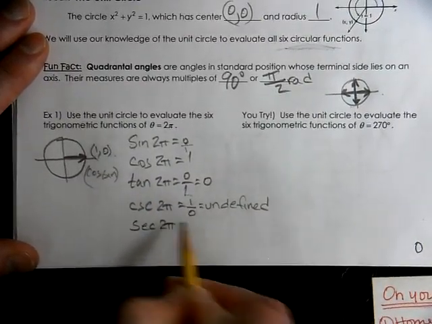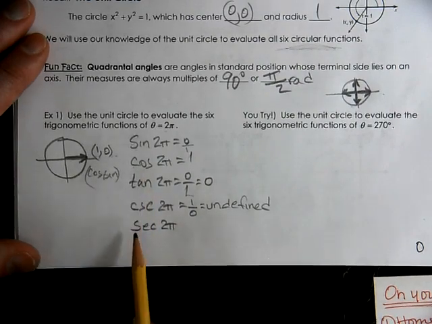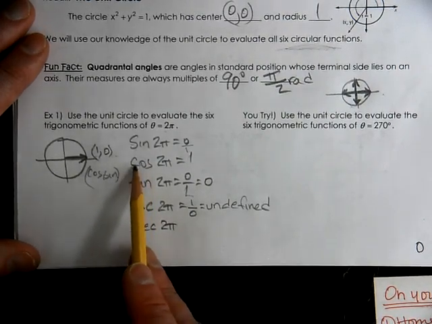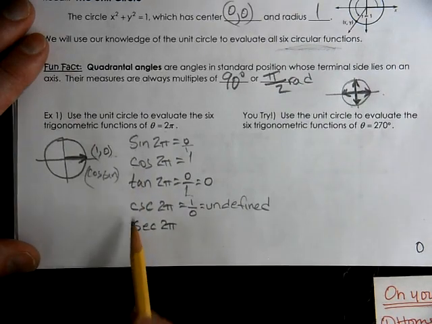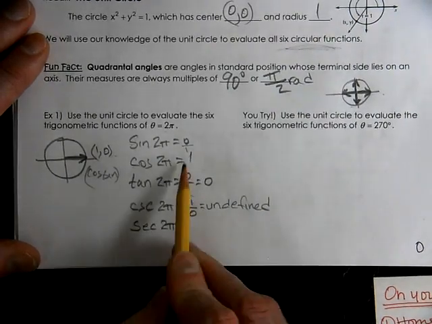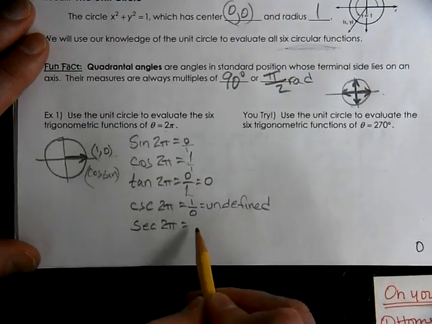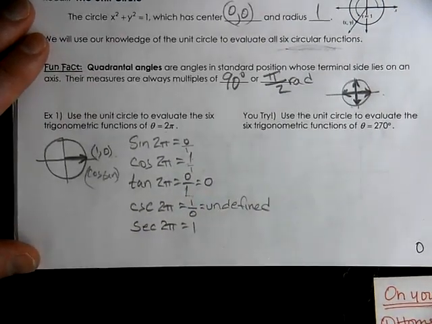So next we have secant. Secant is the reciprocal of cosine. One starts with a C, one starts with an S, just like here. So they are reciprocals of each other. If we were 1 for cosine, which is 1 over 1, we would be 1 over 1, which is 1.